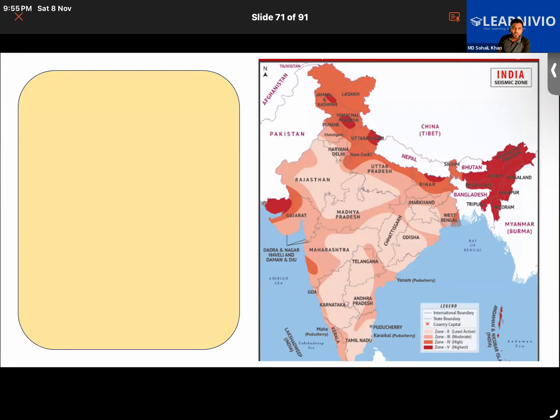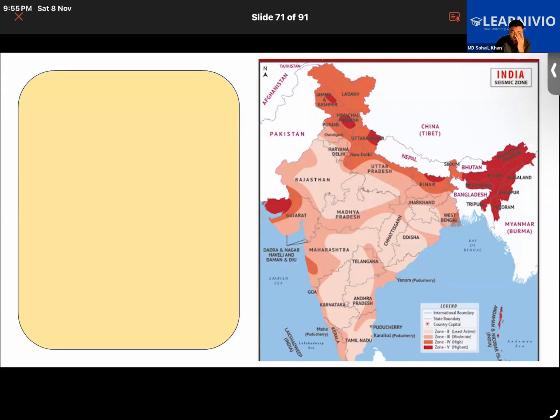Okay. So based on how frequently an earthquake occurs in a given place in India or anywhere else, they are divided into different zones. They are divided into different seismic zones. India has been divided into a total of 5 seismic zones.